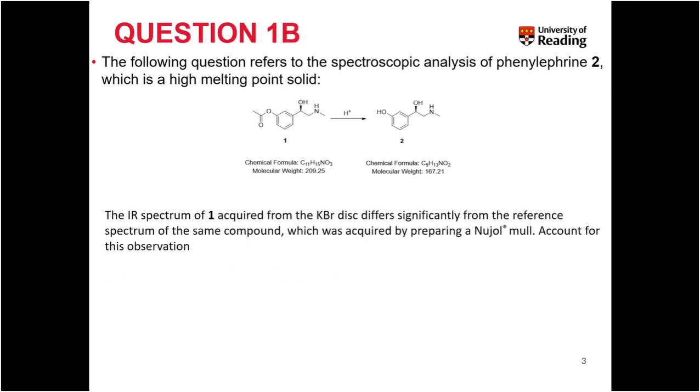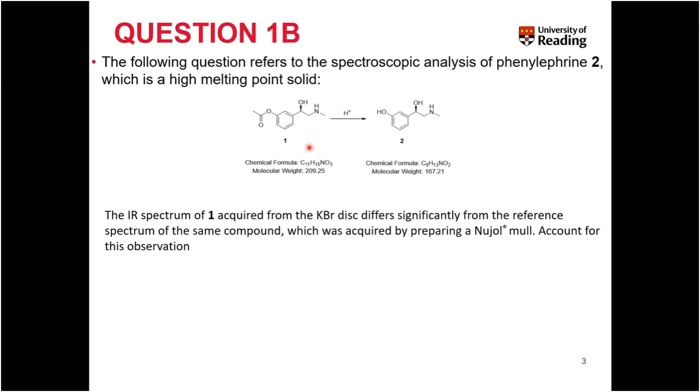Question 1b requires you to know not only what the KBr disc method involves, but also about the Nujol mull method and why this method will give you a slightly different infrared spectrum to using KBr. Now, the question says that the infrared spectrum of compound 1, which is here, differs significantly from the reference spectrum, which was acquired by preparing a Nujol mull, and it asks you to account for this observation. Well, Nujol is an oil. It's an aliphatic oil containing carbon-carbon and carbon-hydrogen bonds. Now, in the Nujol mull method, you must mix your sample and grind it with this oil.